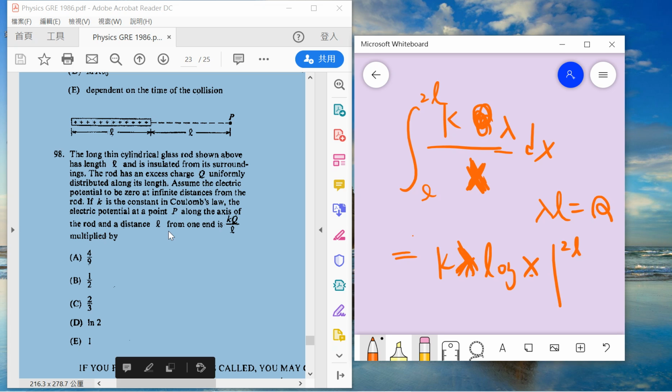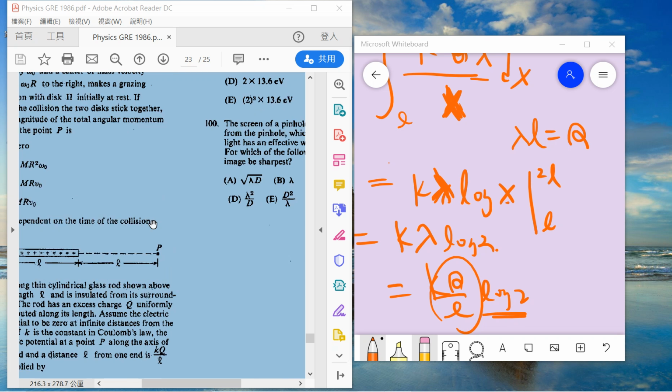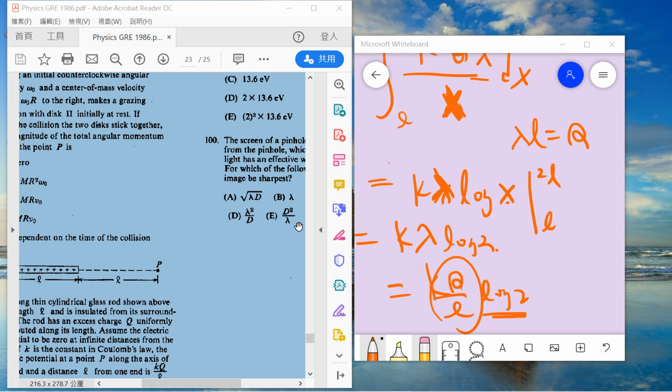And we can plug in 2L and L. So basically, it will be K lambda times log 2. And lambda is Q over L, log 2. So what's the answer? Log 2. So the answer is D. That's it. I will see you guys in the next video.